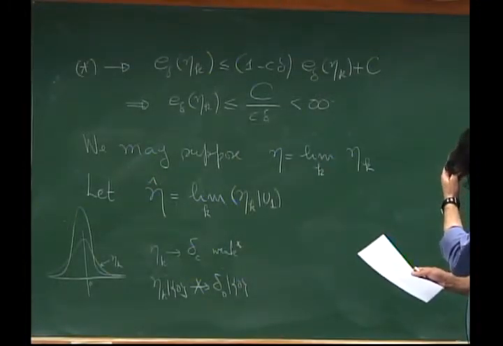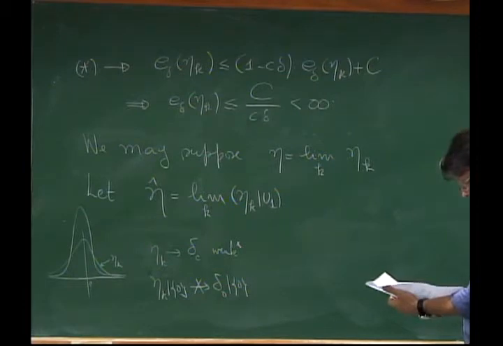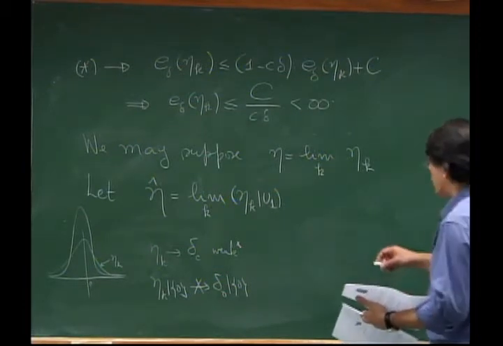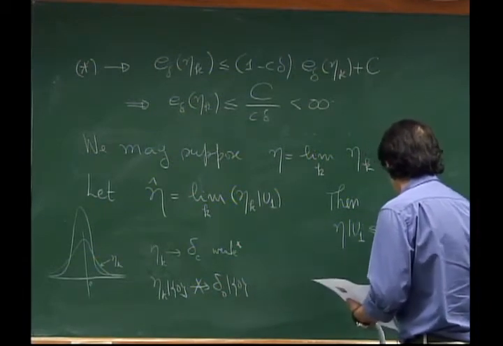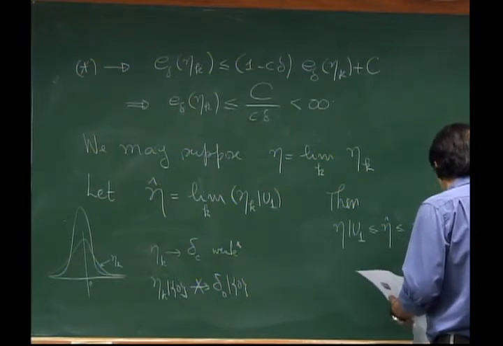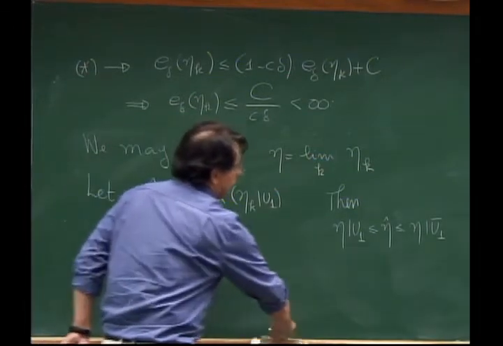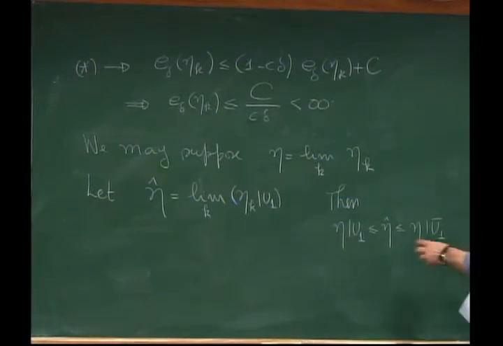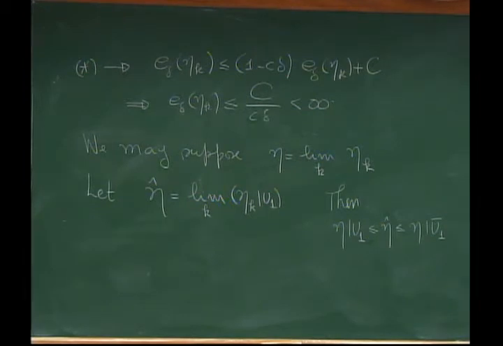However, one thing is true, and that is that for open sets, and I'm assuming that U1 is an open set, for open sets we have that eta restricted to U1 is smaller than eta hat, which is smaller than eta restricted to U1 bar, the closure. Okay. So you see, it's almost the same. For example, if the boundary of U1 has 0 measure, then this side is the same thing as this side. And so, indeed, in that case, eta hat is the weak star limit of eta k restricted to U1.